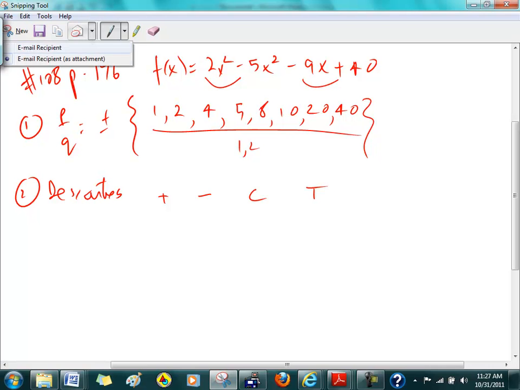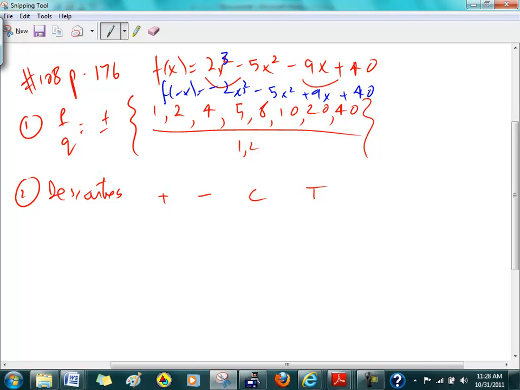You need to write down f of minus x. So f of minus x equals minus 2x squared. Oh, wait a minute. This is 2x cubed, right? So that's minus. So minus 5x squared plus 9x plus 40. There's only one sign change there, right? So it's either 2 positive, 1 negative, 0 complex, 3 total.